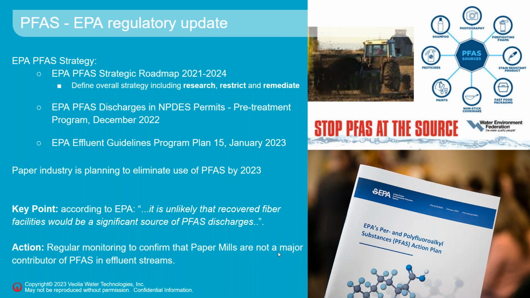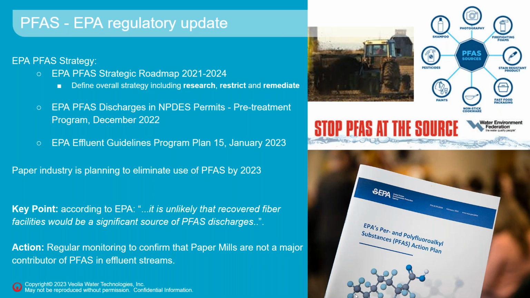In January 2023, the EPA released their Effluent Guidelines Program Plan, which included recommendations to continue to monitor the anticipated reduction of PFAS use and discharge by pulp and paper mills through the Effluent Limitation Guidelines annual review process. The report states, importantly, because the production of PFAS-treated paper products is low and continues to decrease, and most recovered fiber is not generated from PFAS-treated paper products, it is unlikely that recovered fiber facilities would be a significant source of PFAS discharges.